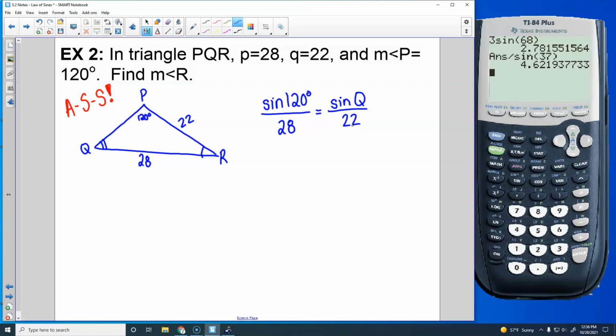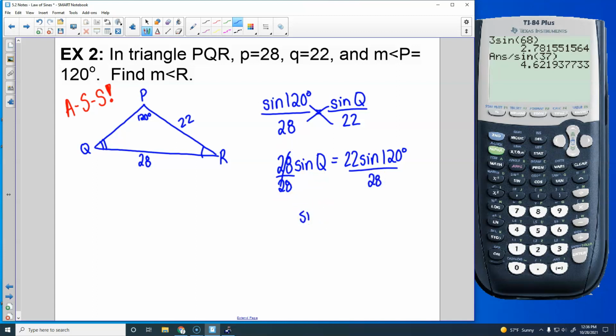Okay, so to solve it, we're going to cross multiply. This one's going to have a little bit more with it because we got sine of Q instead of just a Q. So we're going to have 28 sine Q equals 22 sine 120. Okay, and we want to get that Q by itself. What should we get rid of first? 28, we got to divide it off.